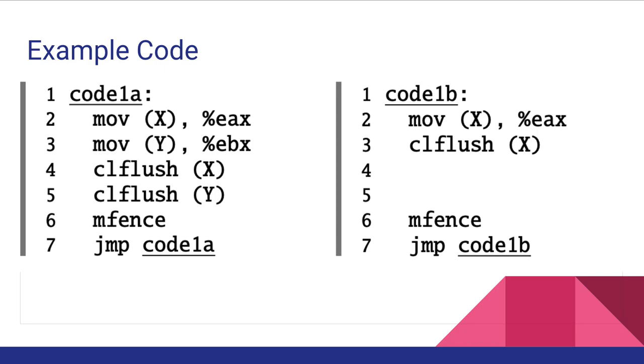They give the left side code, which reads from 2 addresses, clears the cache for both, clears out the memory buffer array, and then loops back and does it again. And the right side reads from 1 address, clears the value of that cache, clears out the memory buffer array, and again goes back to the loop.